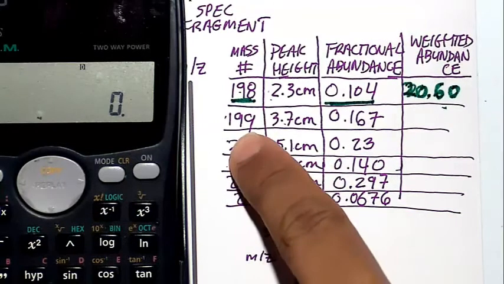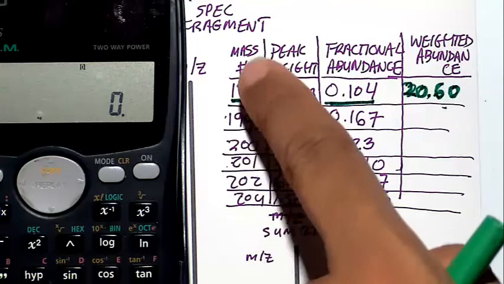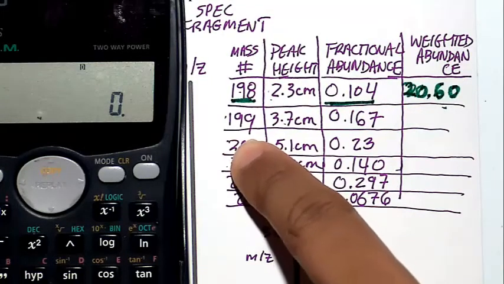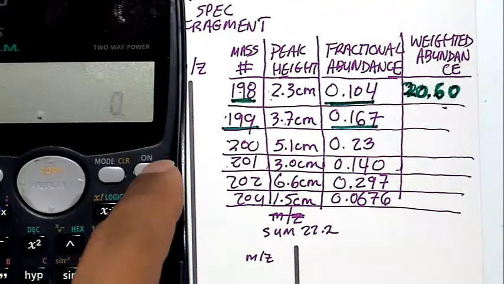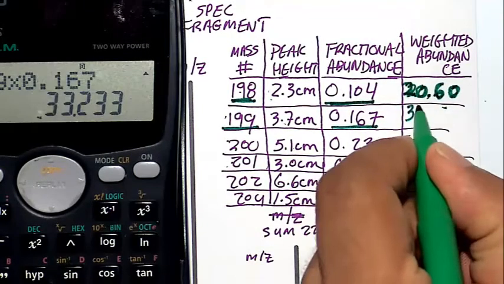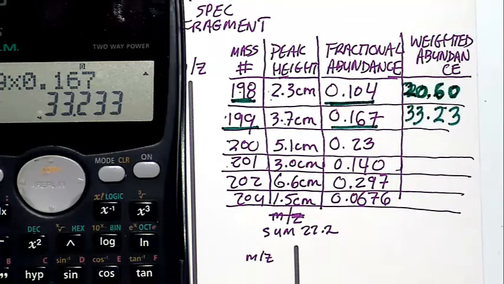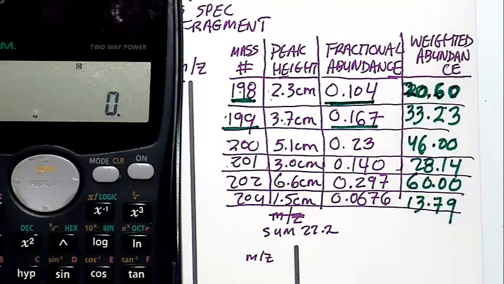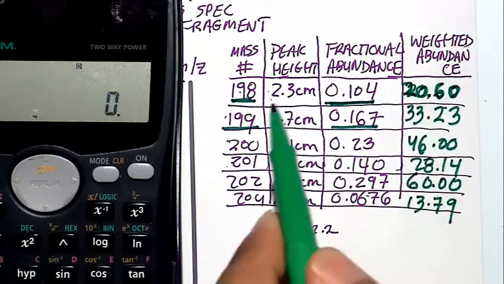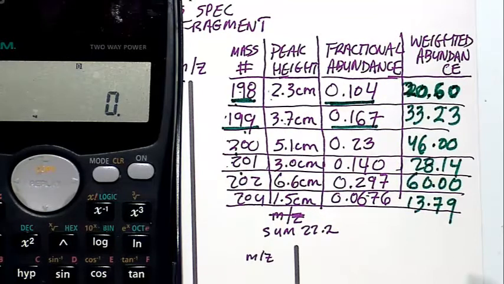Likewise, the contribution or the weighted abundance of 199 isotope, which is protons plus neutrons, remember that's what the mass number represents, that is its definition, will be 199 times 0.167, 33.23. And like that, I will complete this table. Now that I've completed this table, determining not only the fractional abundance of my peaks in that mass spec, but I've also determined its proportion relative to its mass, protons plus neutrons, I've completed the weighted abundance.